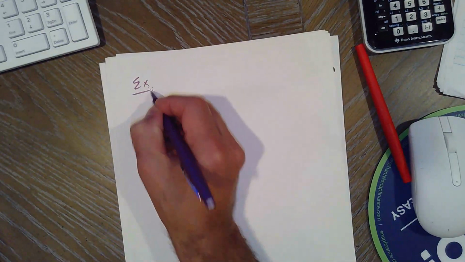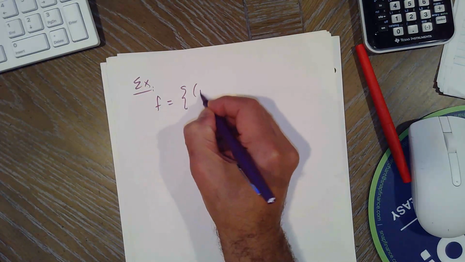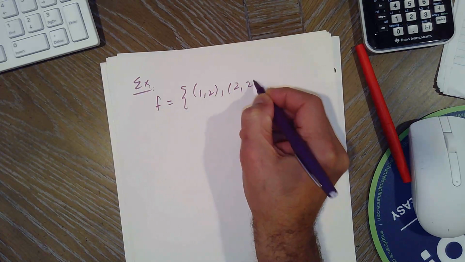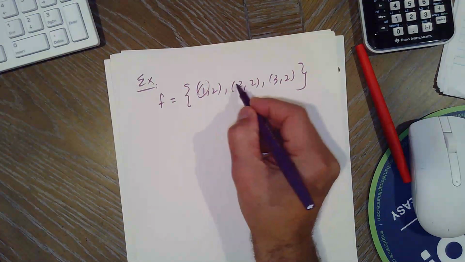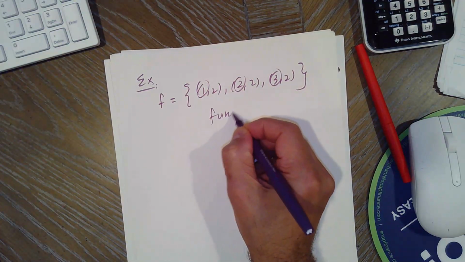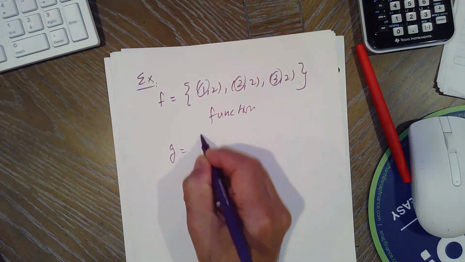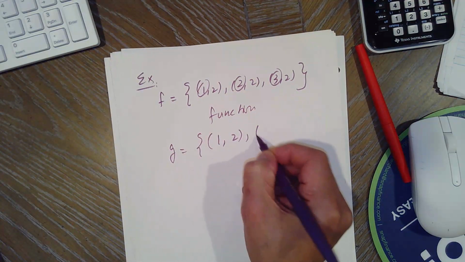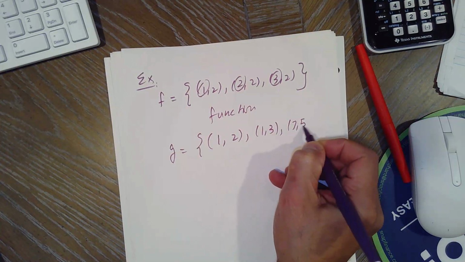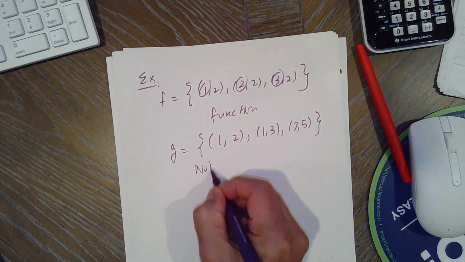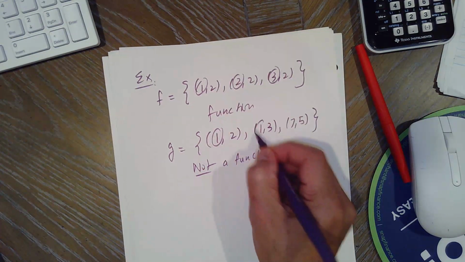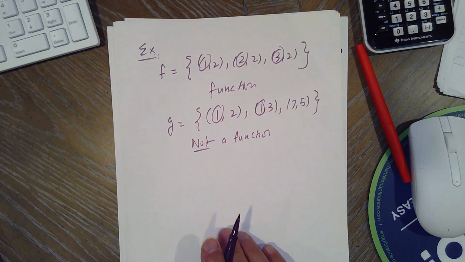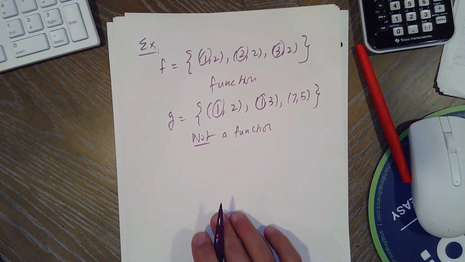So another example. For the set of ordered pairs (1, 2), (2, 2), and (3, 2), is this a function? Absolutely. As long as no x value is repeating, it's a function. But if you have G = (1, 2), (1, 3), (7, 5), this is definitely not a function. It's just a mapping or a relationship. Why is it not a function? Because the 1, which is an x value, is paired with two different y values. That cannot happen in a function.